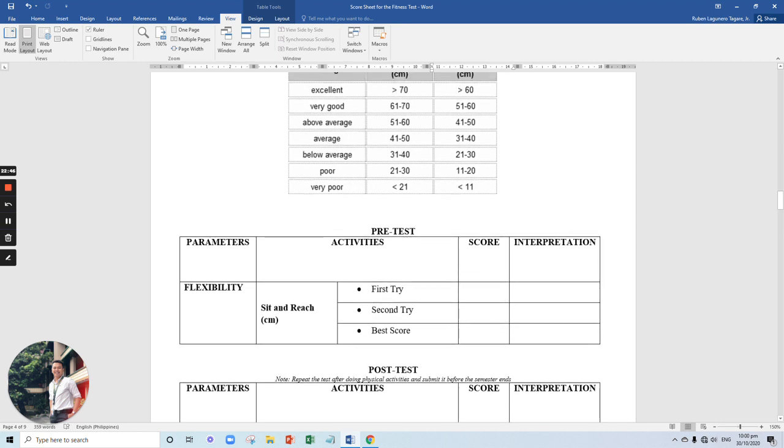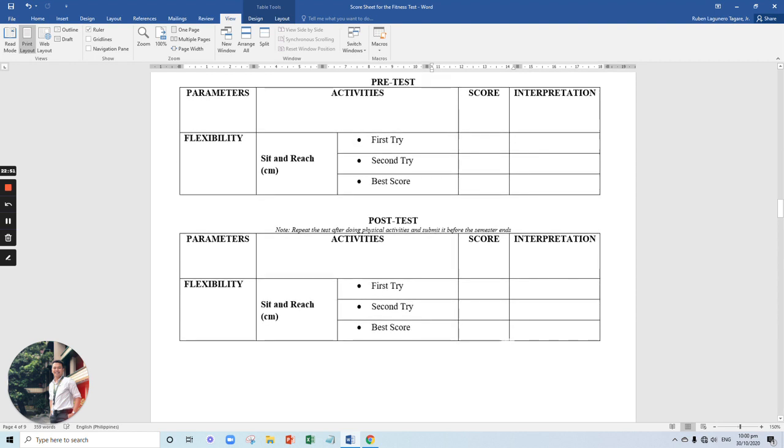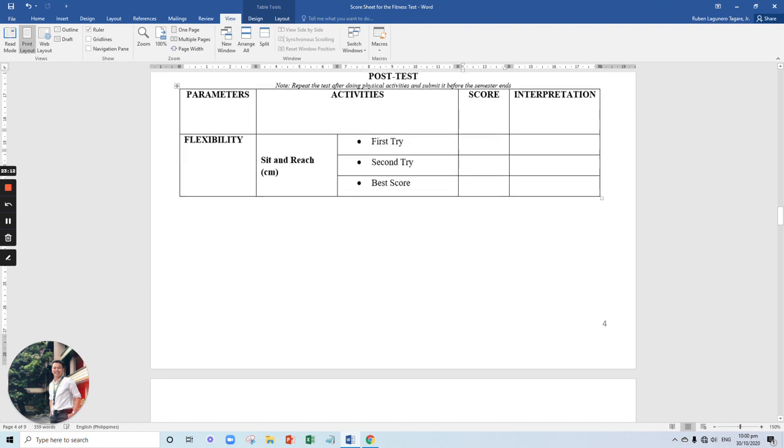So sa post-test later on, ito naman yung sasagutan mo. So all you have to do is tignan mo kung meron ba siyang improvement. So dati ang first try mo nung pre-test ay let's say 12. Tapos yung sa post-test, ang first try mo na ay 26. Ganun. So that means may improvement sa flexibility mo because of the activities that you have done for it.